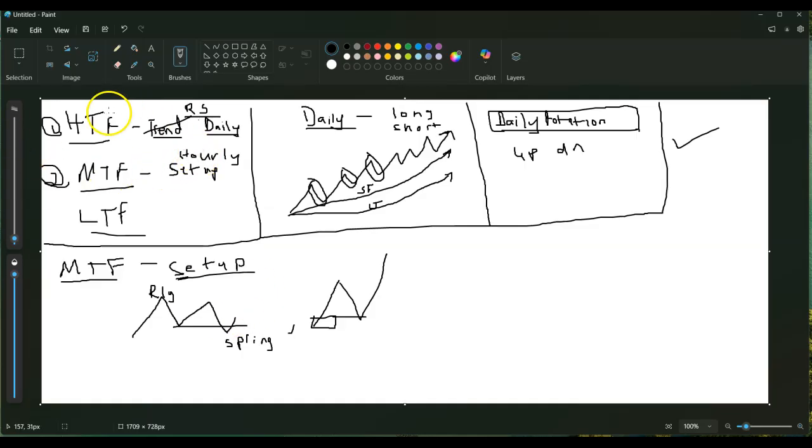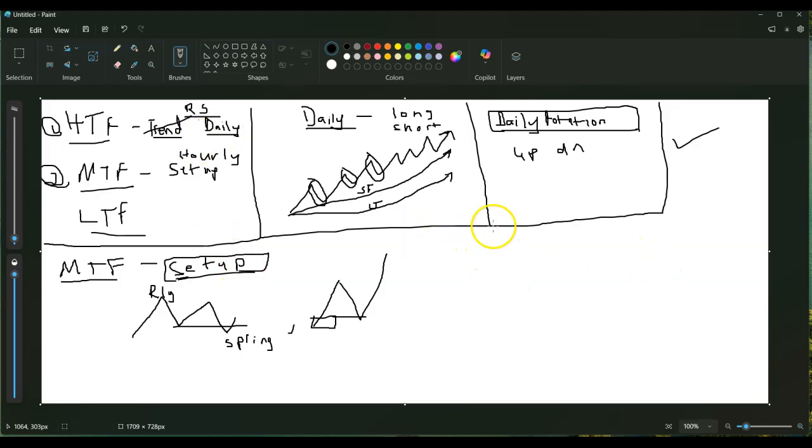All right. So again, recapping now, the high time frame is daily, and the daily answers the question: do I go long or short? And we do that by looking at whether the market is in an up or down rotation. Next step is to go to the medium time frame, which would be your hourly chart, and look for a setup. Now, why do I say this? How do you connect the two?